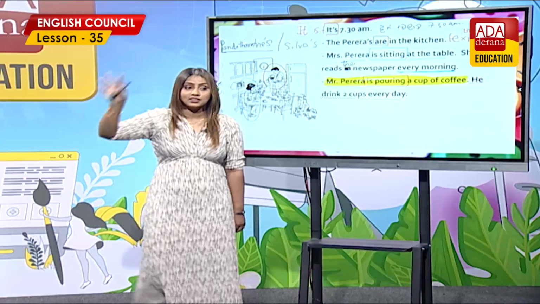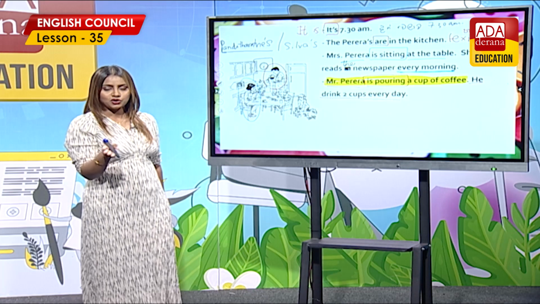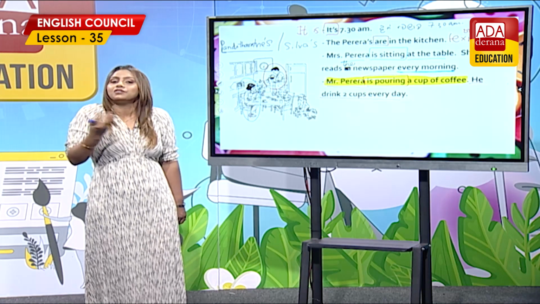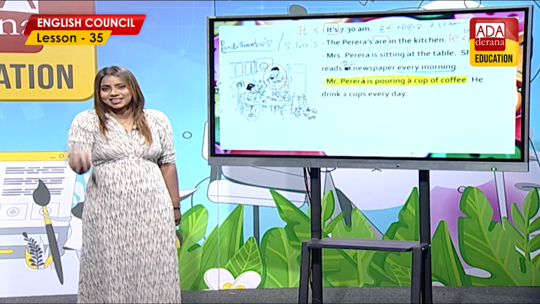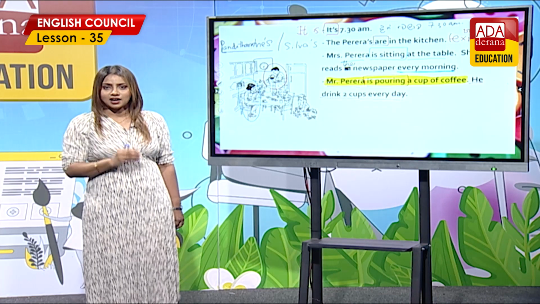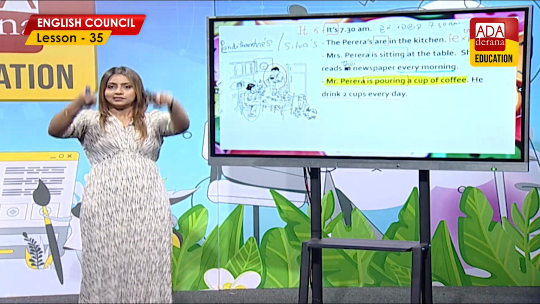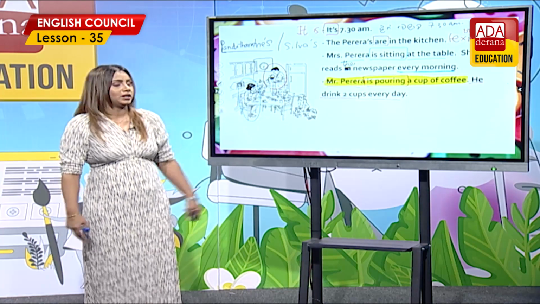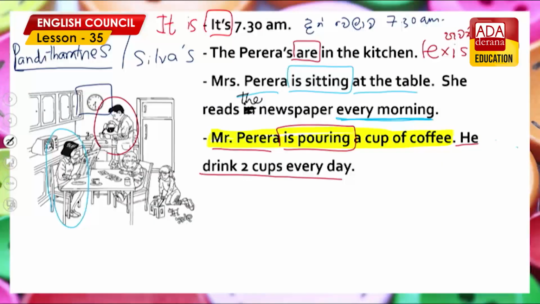Just write what you can see, what I have highlighted, but I have written another sentence for you to clearly understand the difference between the two tenses. Simple present and present continuous. I work, I am working. Right, look at the screen. So the second sentence is, he drinks two cups every day.